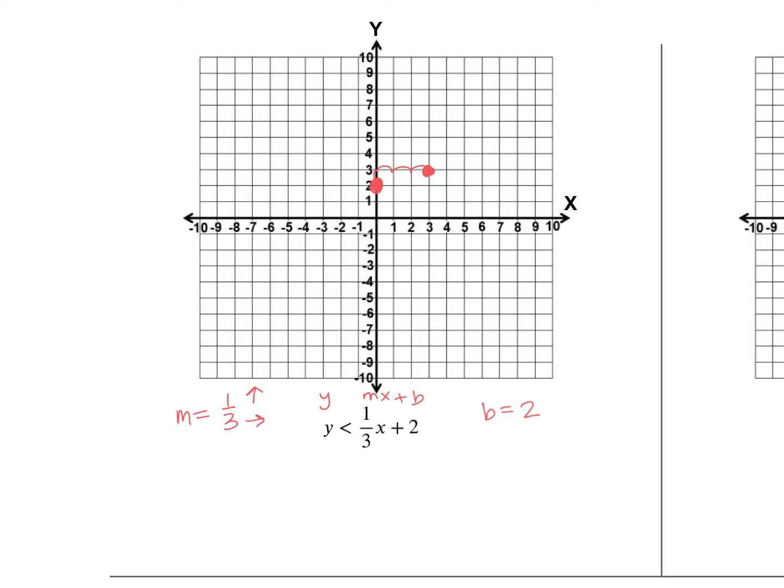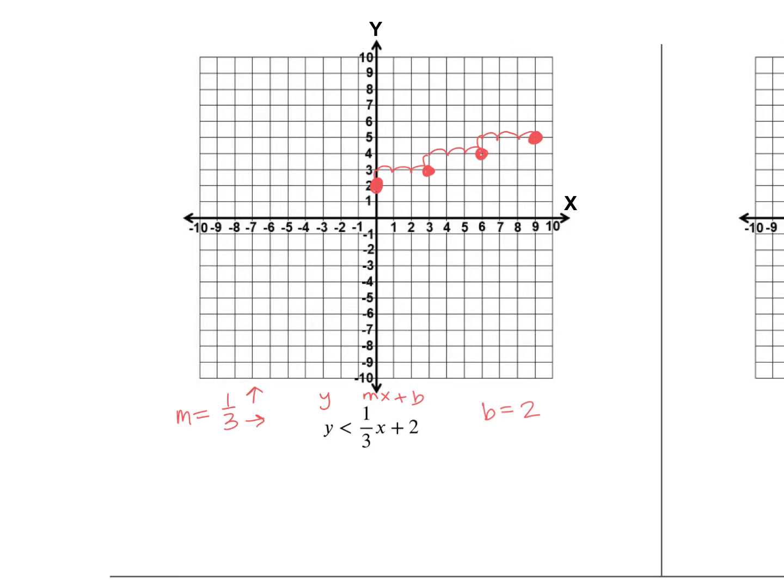I'm just going to keep doing this. Up 1 to the right 3 and plot a point. Up 1 to the right 3 and plot a point. Now that we have some good points here, it's time for us to draw the line. But remember, we have to look at if we want a solid or a dotted line.